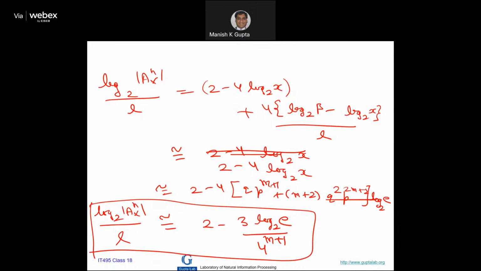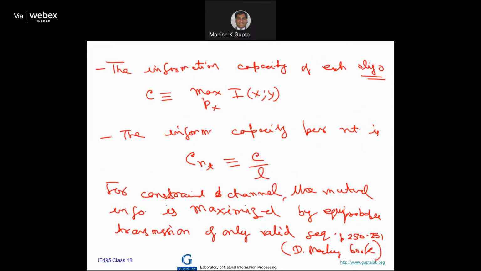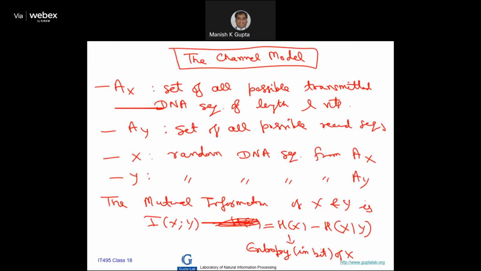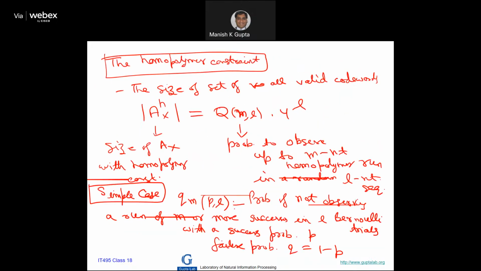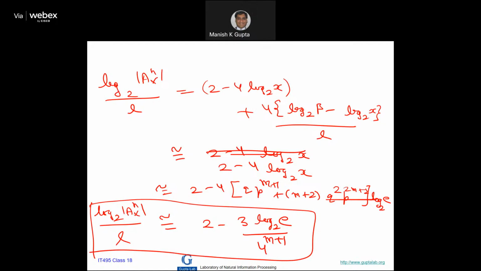So remember we started with AX. AX is the set of all possible transmitted DNA sequences of length L nucleotides. Now we put one constraint, which is the homopolymer constraint, right? And we arrive at the approximation to the size, which is this. Now the other constraint is the GC content constraint, right? This is the homopolymer constraint. So I have to do the GC content constraint as well.